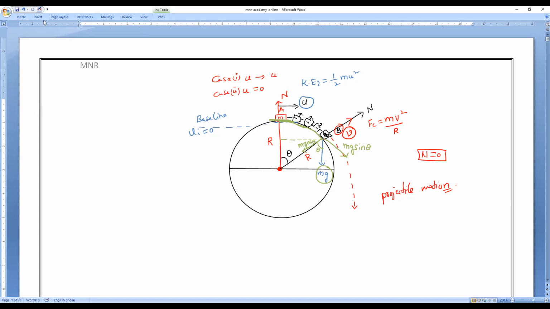Now we have to find it. Let us apply the work energy theorem here. So if you apply the work energy theorem, what is the work energy theorem?